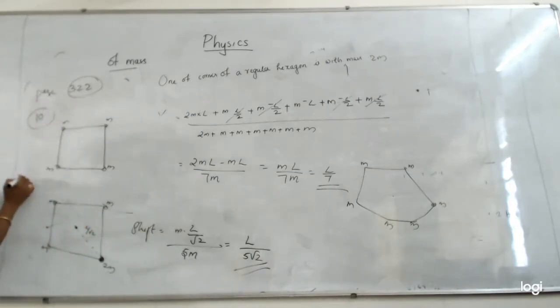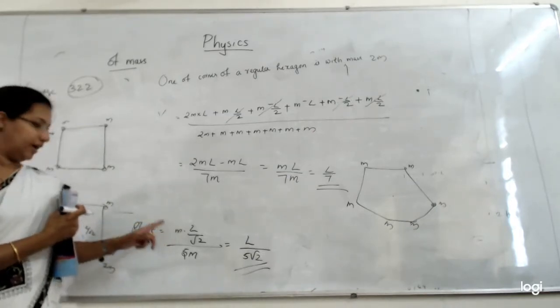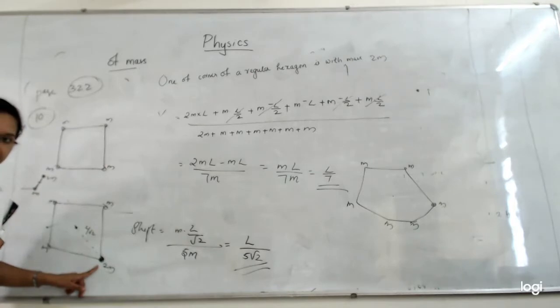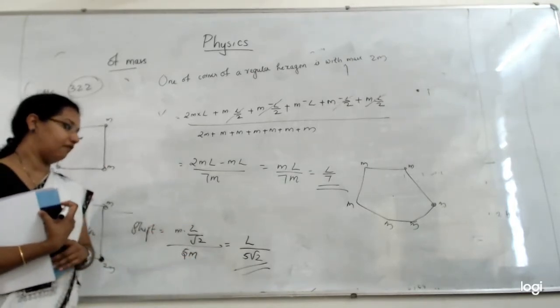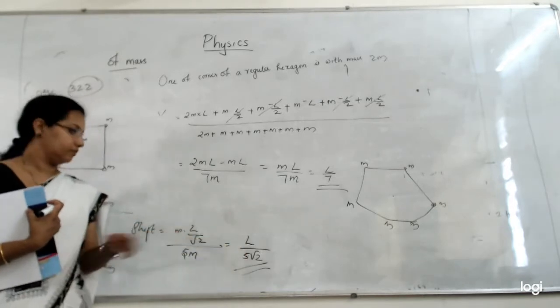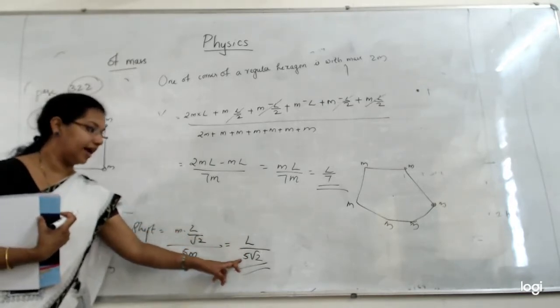Just revise the previous one. In the previous one I placed masses in two places, here and here, 2m here and 2m here. So I just take this point because both places have m, and this m and this m together I write as 2m in the equation. But in this case we are adding in only one place, so it is m. So m into L by root 2 by 5m, which is equal to L by 5 root 2.